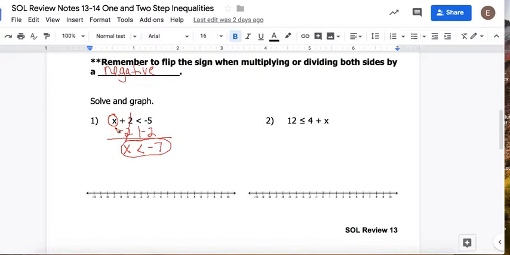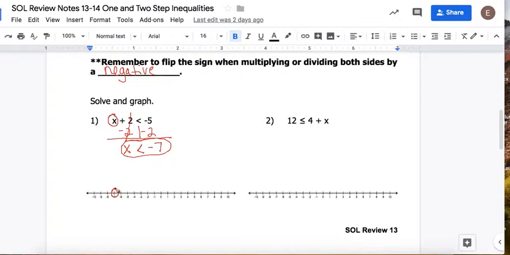And I can double check to make sure that number is correct. I can do negative 7 plus 2 is negative 5. I got negative 5. And I can also pick something less than negative 7 to make sure this is a true statement. So I can pick negative 8 plus 2 is negative 6, and negative 6 is less than negative 5. So I have the correct symbol going the correct way.